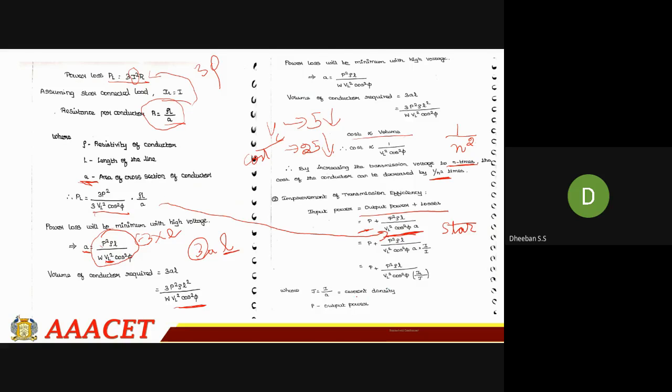Now your current density is nothing but the amount of current flowing per unit area. This is your J, so your current density is denoted as J. Here we will be substituting the value of I. Then as it is in the denominator, it will get reciprocated. After this, you have to take P as common.